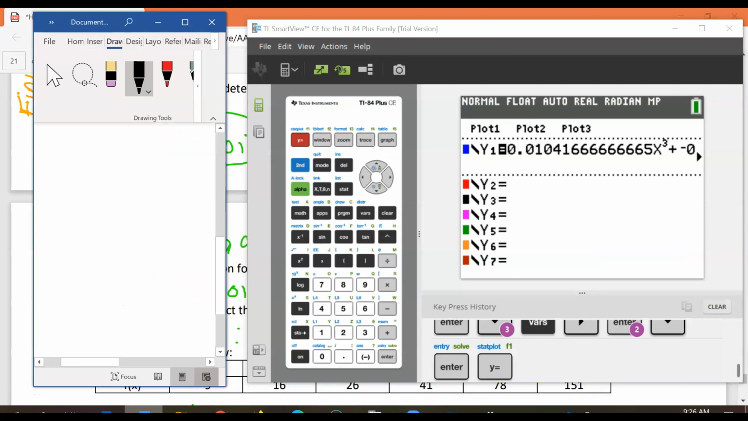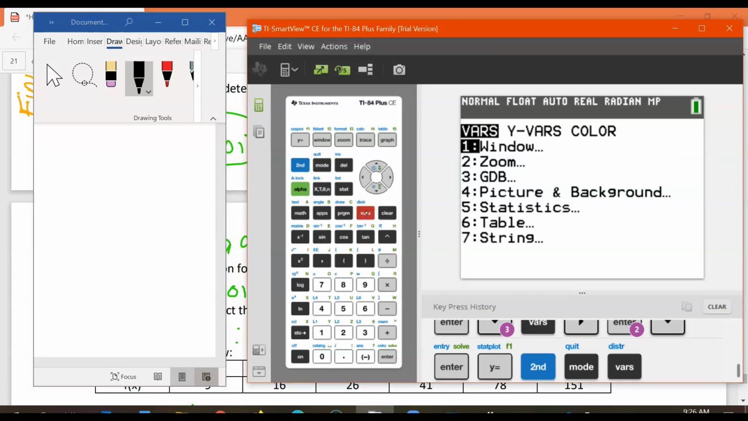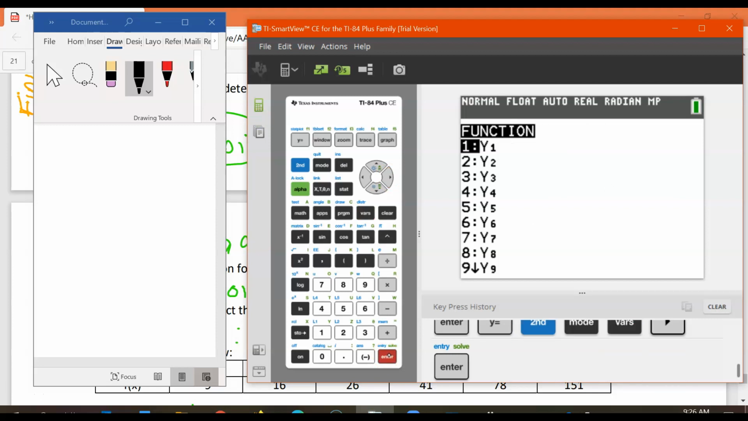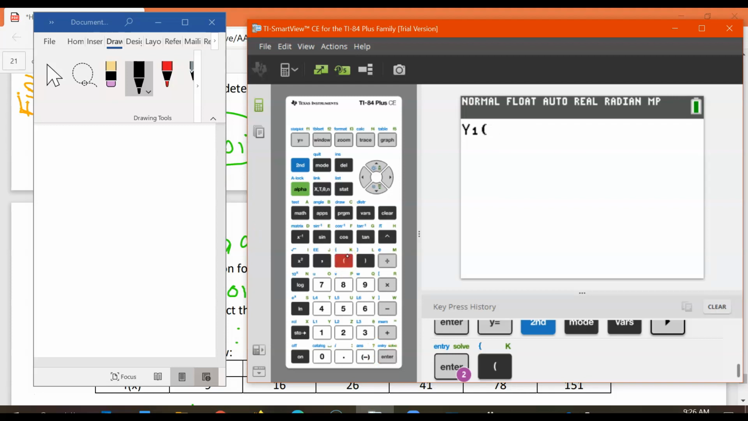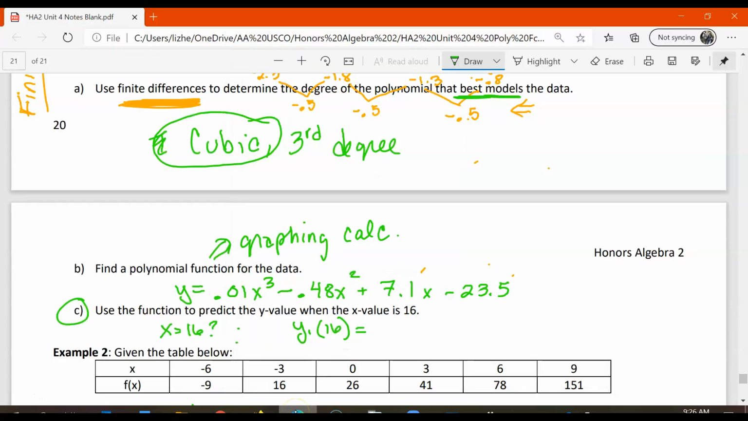is I'm going to go, first I quit out of this, second quit, and I'm going to hit vars, go to y vars, and I want my function, y1, enter, and then I put the parentheses in there. I have to actually put those parentheses in there. And you hit enter, and you get the answer 11.3. So you'd say y1 of 16 is 11.3, and there's your answer.